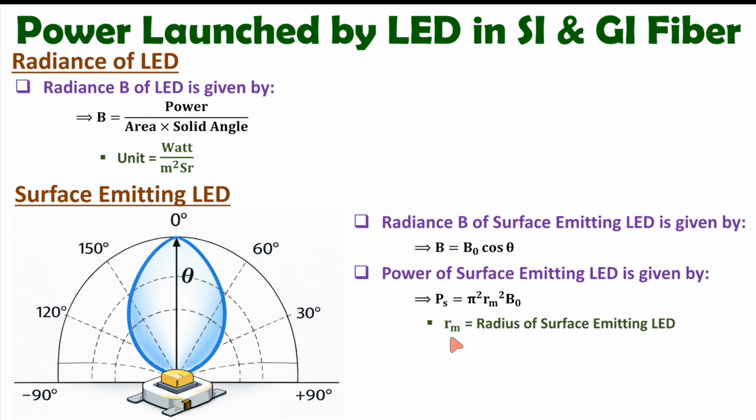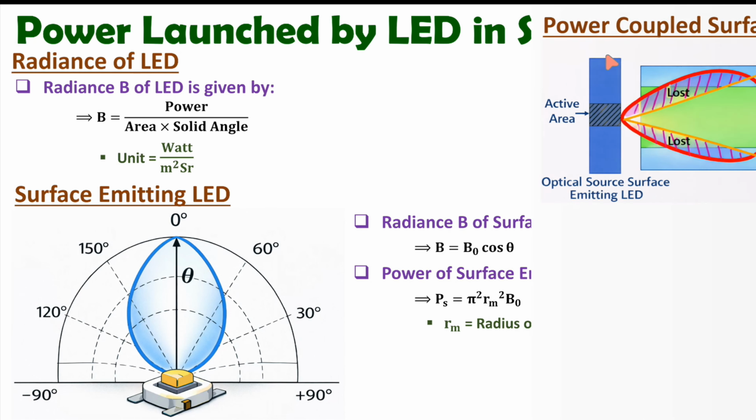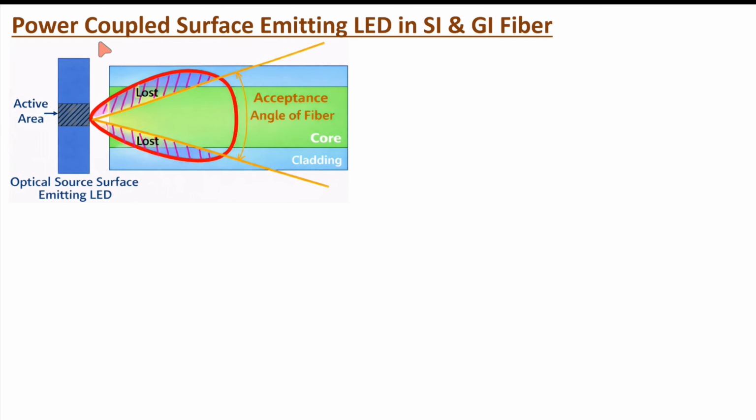So here I'll be considering a surface emitting LED that has a Lambertian radiation pattern, as per B naught cos theta. I'll integrate this radiance with respect to area and solid angle, and calculate the power launched by surface emitting LED inside step index and graded index fiber, right? Now I'll explain the calculation of power coupled by surface emitting LED inside step index and graded index fiber.